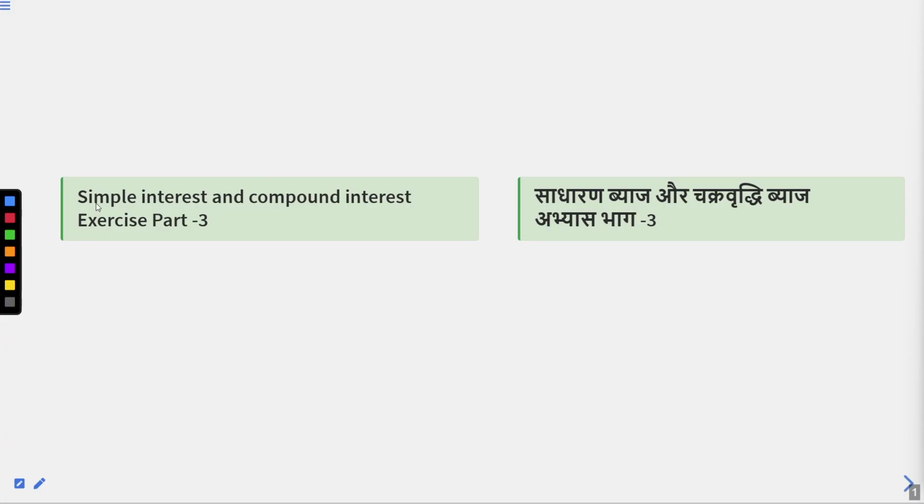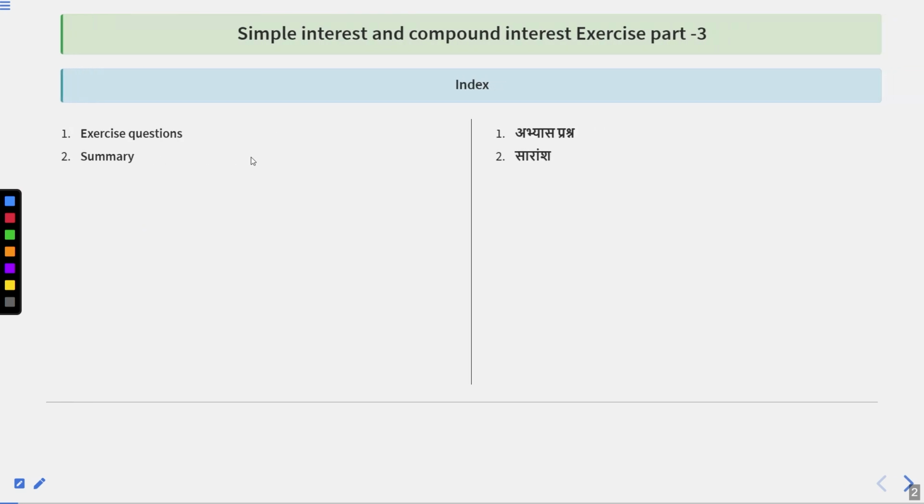Hello student, in today's class we are going to discuss simple interest, compound interest exercise part 3. Now see the index. In the index we have discussed exercise questions and then a summary of today's lecture.